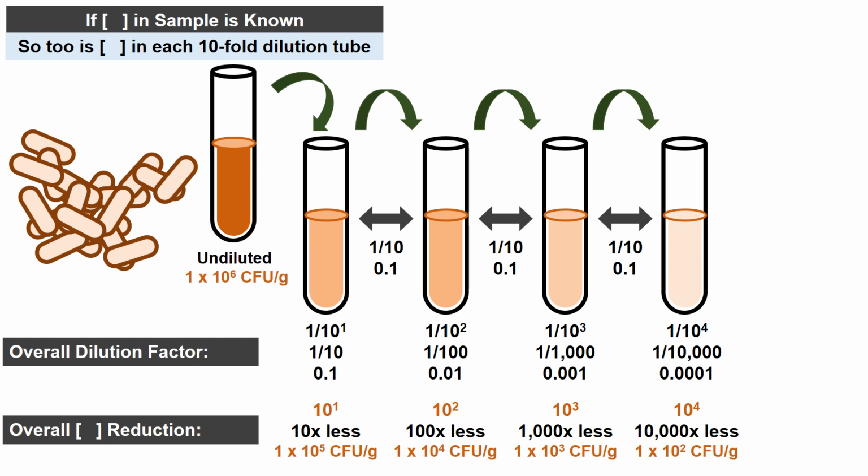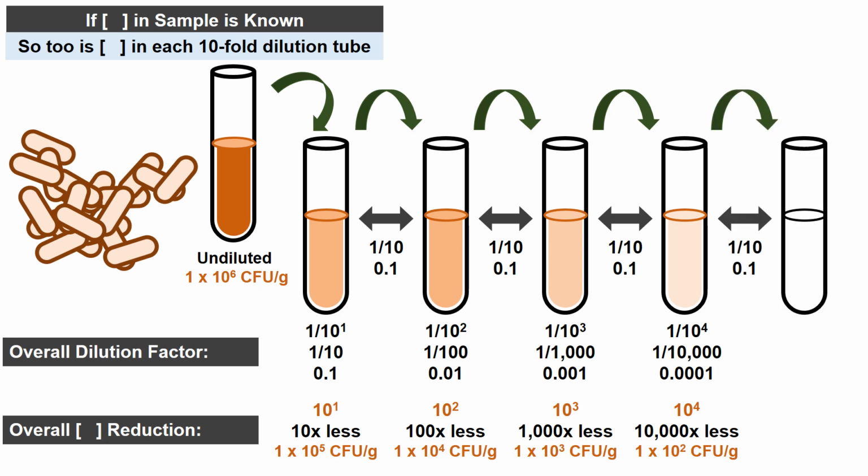The overall concentration has been reduced by 10,000 times, or 4 powers of 10. 6 powers of 10 in the original sample, minus 4 powers of 10 in this 4th dilution tube, is 1 times 10 to the second CFU per gram. 6 minus 4. Awesome. And lastly, our 5th and final tenfold dilution is a tenth less than the 4th tube.